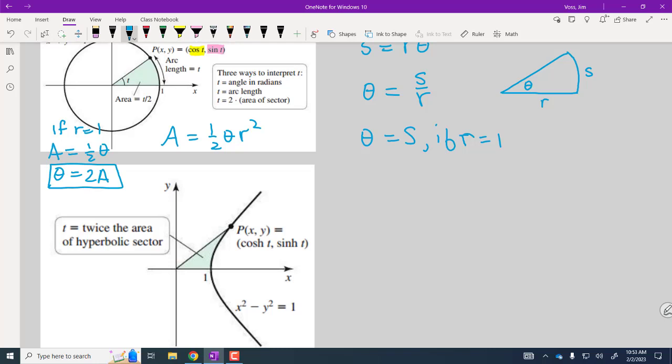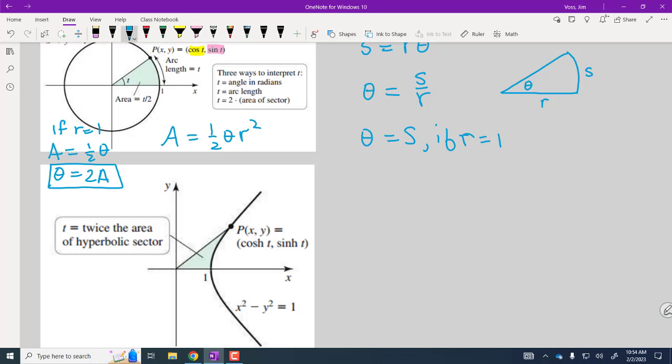So t, or the angle. Now, in a circular picture, you can see the angle. With the hyperbolics, you don't have the same visual for the hyperbolic angle. We don't see t on this graph like you see t with circles. But the value t right there is going to give you twice the area of this sector right there. So that is one of the connections between the unit circle and the unit hyperbola, that those two areas are both found in the same way.